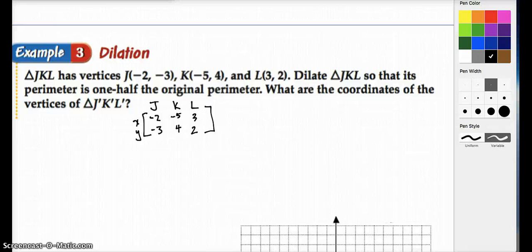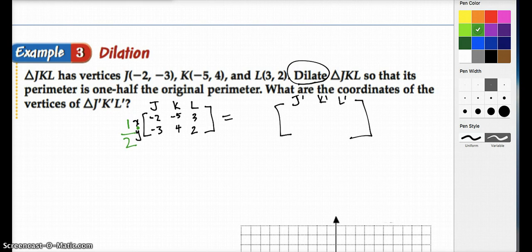And what we have to consider when we're dealing with a dilation, right? When we're dilating something, what we need to consider is what is the scalar, the number on the outside that we're going to multiply our whole matrix by in order to get the desired resultant image, J prime, K prime, L prime, which we know is to be 1/2 the original perimeter. So in order to get that, what we're going to literally do is multiply the original by 1/2.